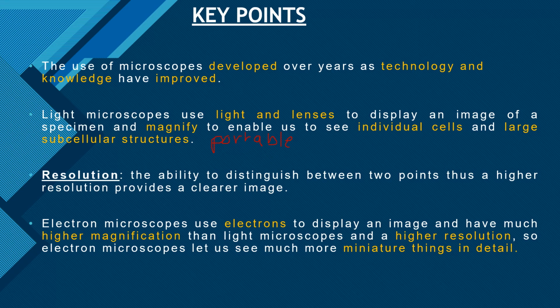And also, electron microscopes are much more expensive than light microscopes. So I'll write expensive. Make note that whatever I'm putting, it should be the opposite for the other microscope. So if this is expensive, then that is cheaper. Not cheap, but just less expensive. And if this is portable, this is not portable.